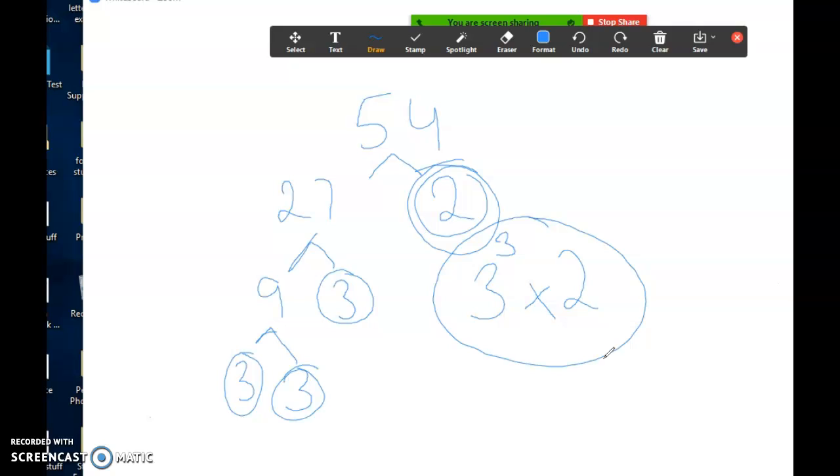Now, Andrew, I want you to solve that and see if you get 54. What is 3 times 3 times 3 times 2? Work it out. I want to see the steps. Go step by step. 3 times 3, 9. 27. Yep, we get 54. Okay, so 3 times 3 is 9. 9 times 3 is 27 times 2 is 54.